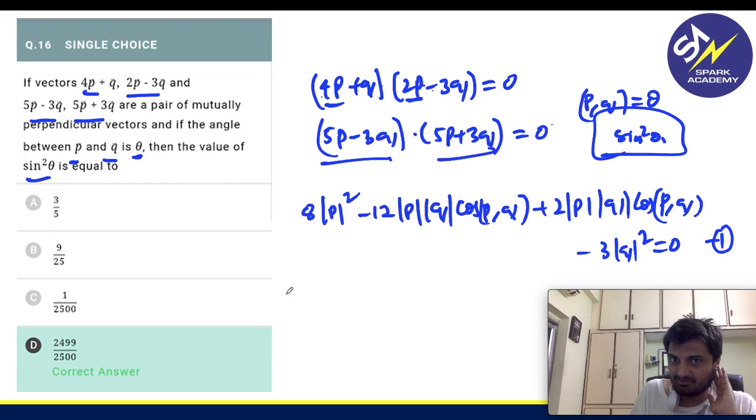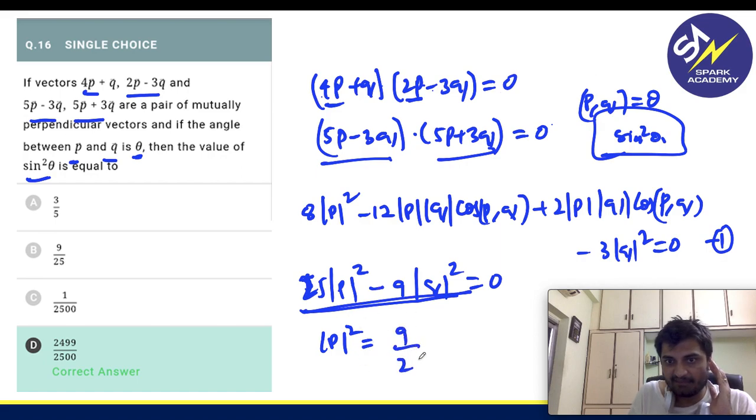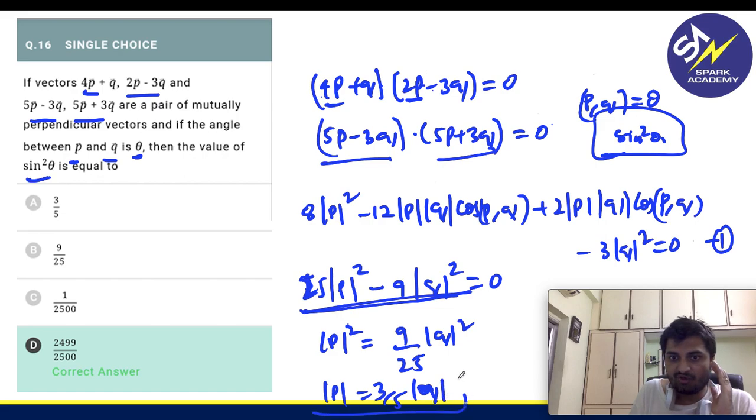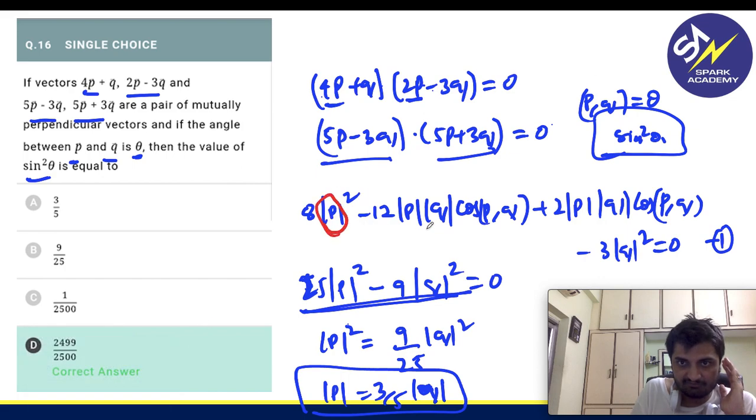What about this? This is like (a plus b)(a minus b). So I can write 5p whole square, so 25 mod p square minus 9 mod q square equal to 0. So basically if you do this, I will get mod p square is 9 by 25 mod q square, or mod p will be what? 3 by 5 times mod q, right? So I know the mod p value now. Wherever mod p is there, I know that value. So everywhere it will be mod q, right? So wherever mod p is there, I'm writing 3 by 5.